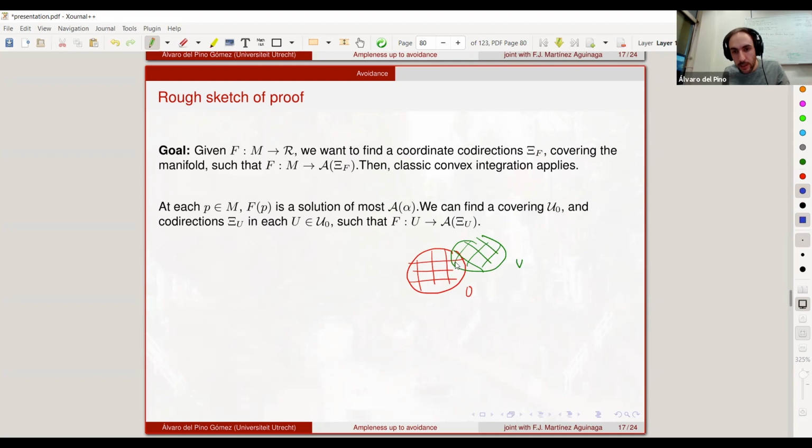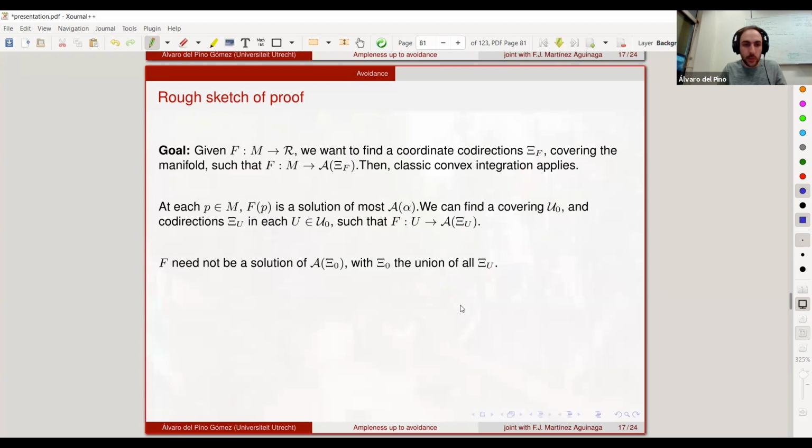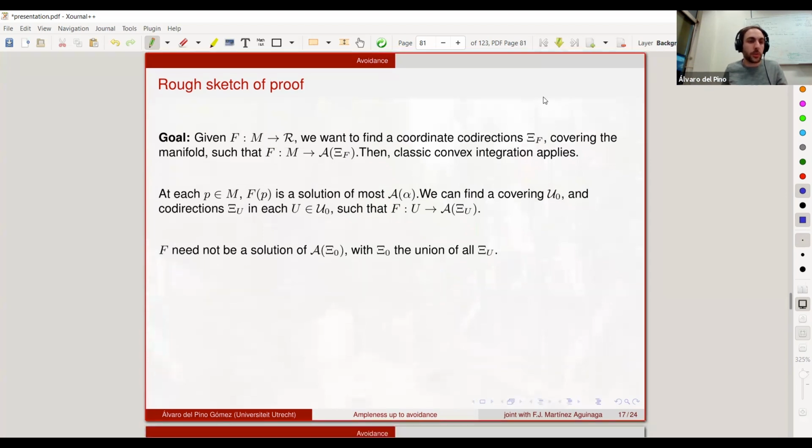But the key observation is that even if F is good individually for each U, in the overlaps it may fail. Here, F is good for these two codirections. In here, F is good for these two codirections, but here we have four. You're carving out more, so there's no reason why F would be good. So this is what I write here, and what you have to do is refine. Okay, maybe let me show you a more dramatic problem, or the same problem.